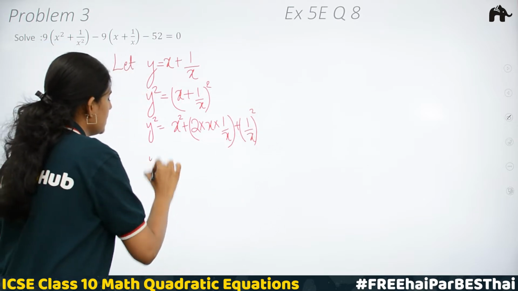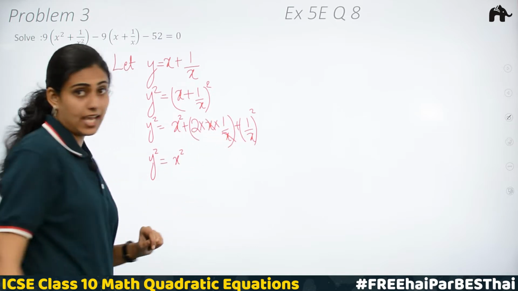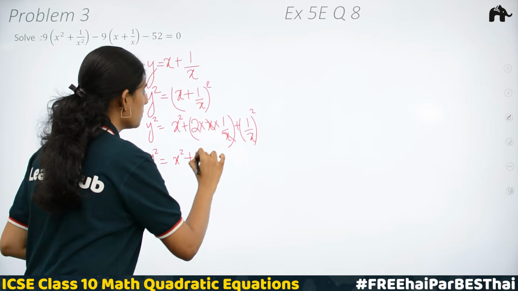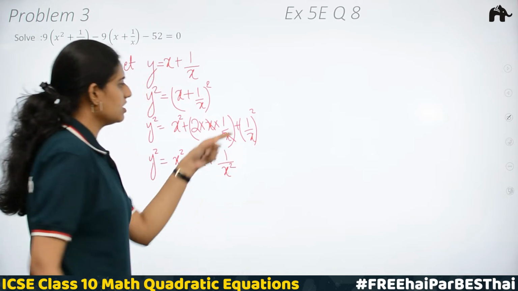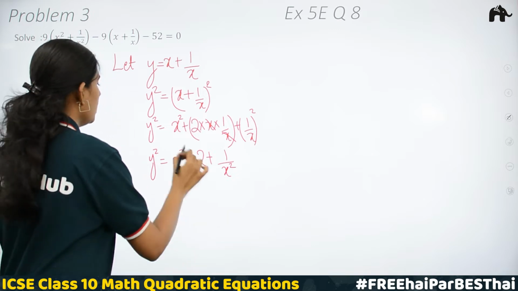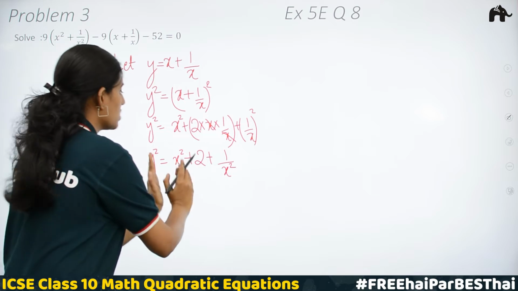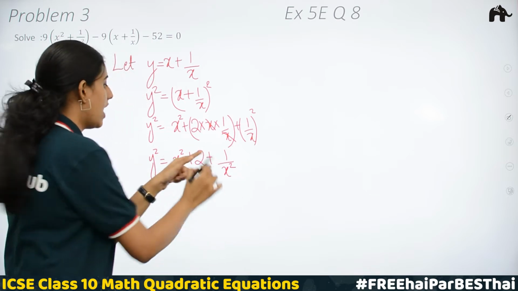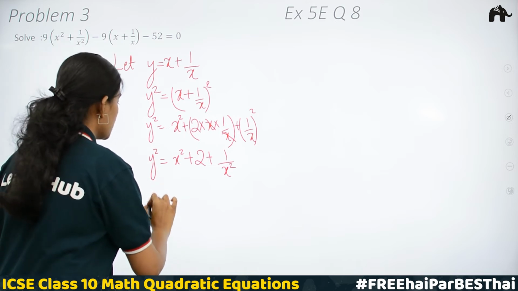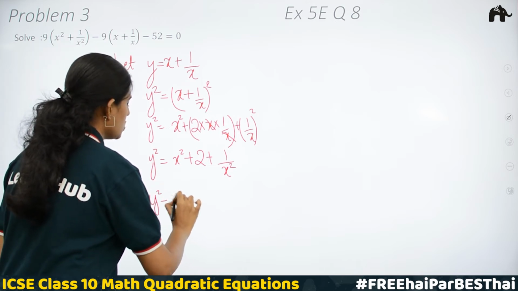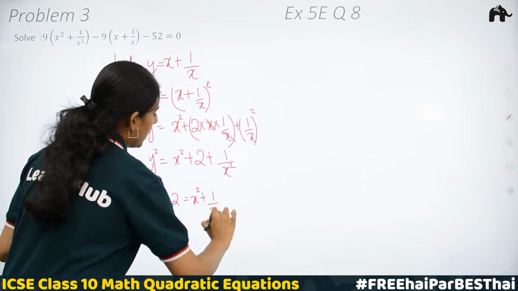Okay, that is y square is equal to x square plus 2, plus 1 by x square, because 1 square is 1. Now we need x square plus 1 by x square. Here we have x square and 1 by x square. We have to take this plus 2 to the opposite side. It becomes y square minus 2 is equal to x square plus 1 by x square.